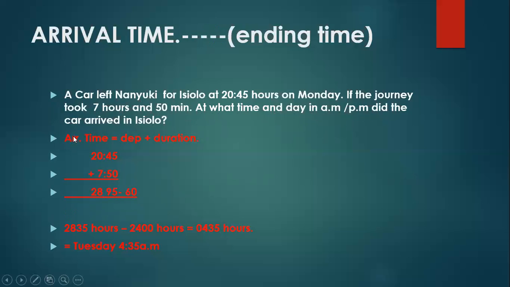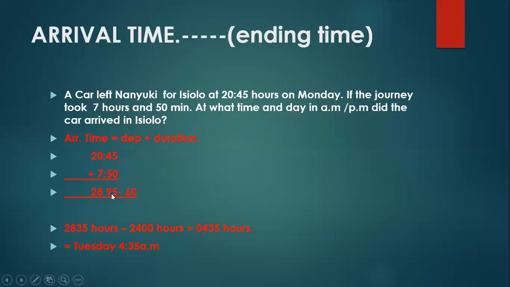So let's start with our formula. Arrival time is equal to departure time plus duration. So what is the departure time? 20:45, then we'll add 7 hours and 50 minutes. So 45 plus 50 is 95.